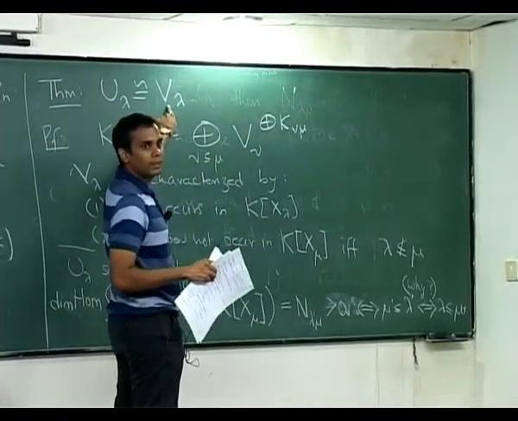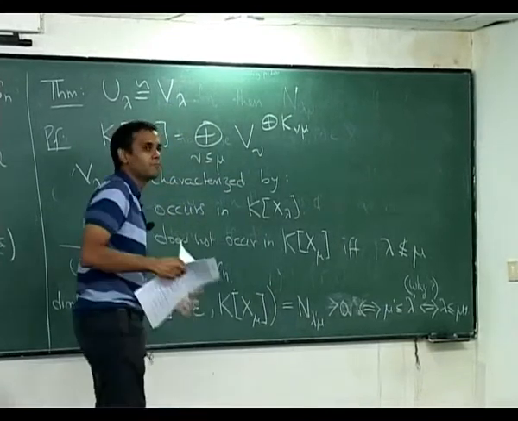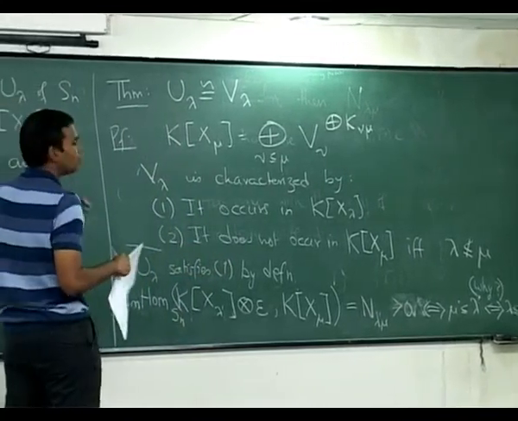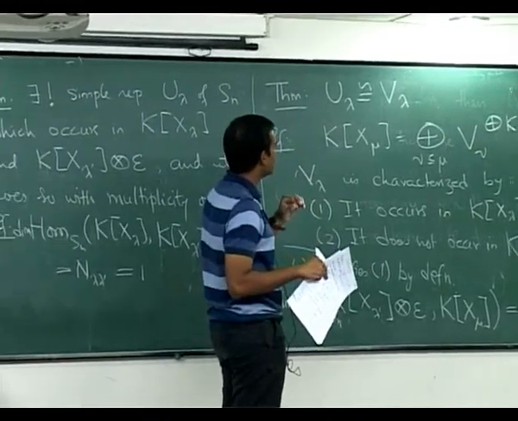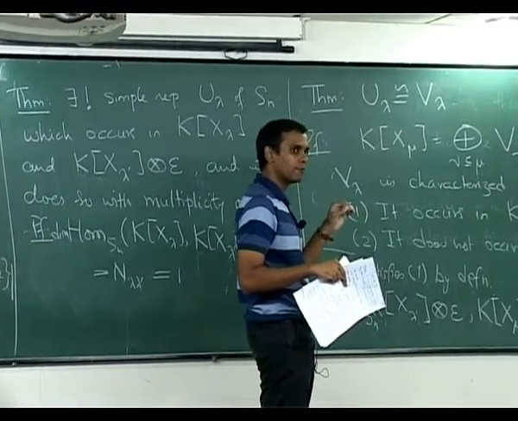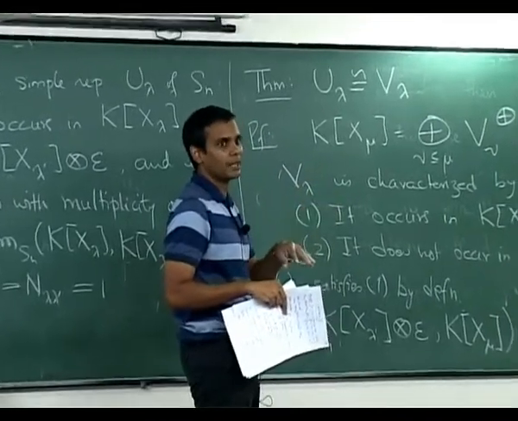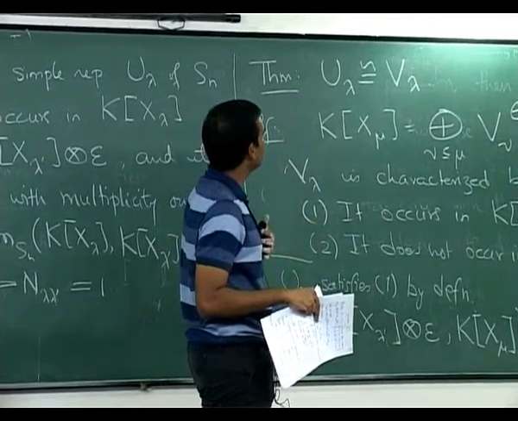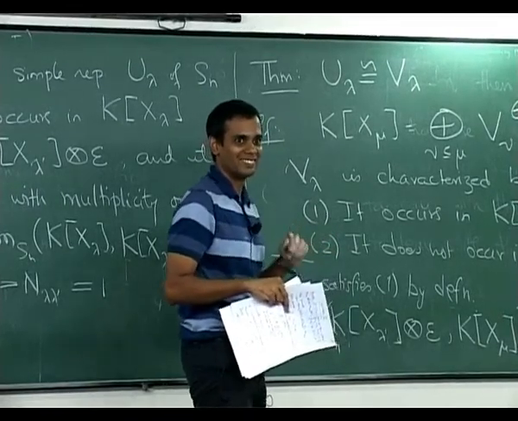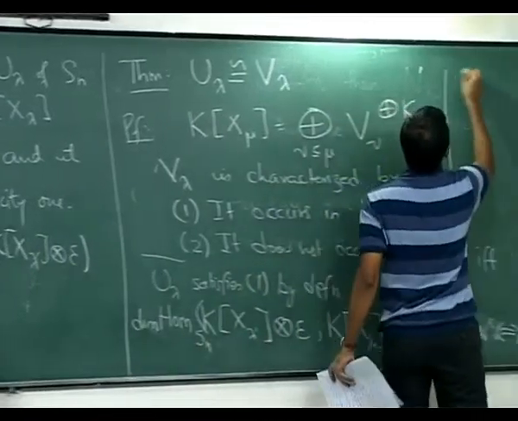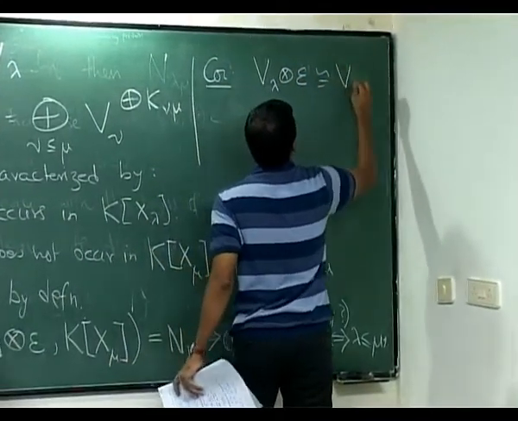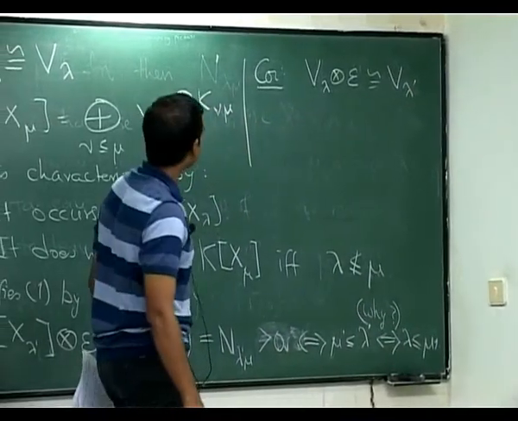So U lambda is V lambda, and one nice corollary of this is that V lambda tensor epsilon is V lambda prime. Why is that? Well, you can see that U lambda tensor epsilon is U lambda prime, because U lambda tensor epsilon is the unique representation which occurs in Kx lambda tensor epsilon and Kx lambda prime tensor epsilon, which is Kx lambda prime. But so is U lambda prime. Think about that one. So, the corollary here is that V lambda tensor epsilon is isomorphic to V lambda prime. Okay, I'll stop here.